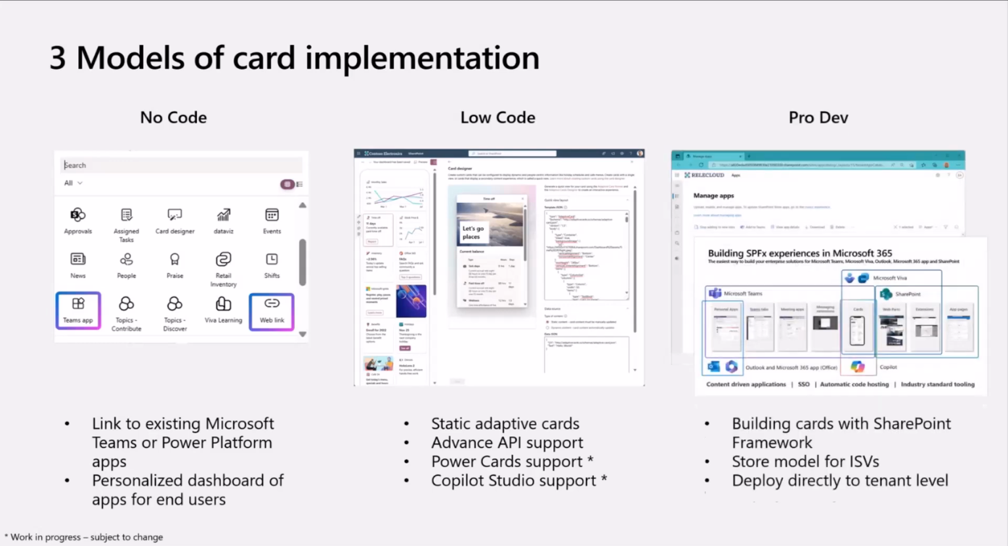And then the third option is the pro developer storytelling, where we use the SharePoint Framework to build the cards, and those cards can then be surfaced in Viva Connections or in SharePoint, and more broadly in SharePoint in the future even. And then we have the store model for ISVs. If you're an ISV, you can build cards which any customer can acquire and pay you for as they acquire them from the store. Those are deployed directly to the tenant level, so it's not an end-user capability because it's acquired and centrally managed by IT.